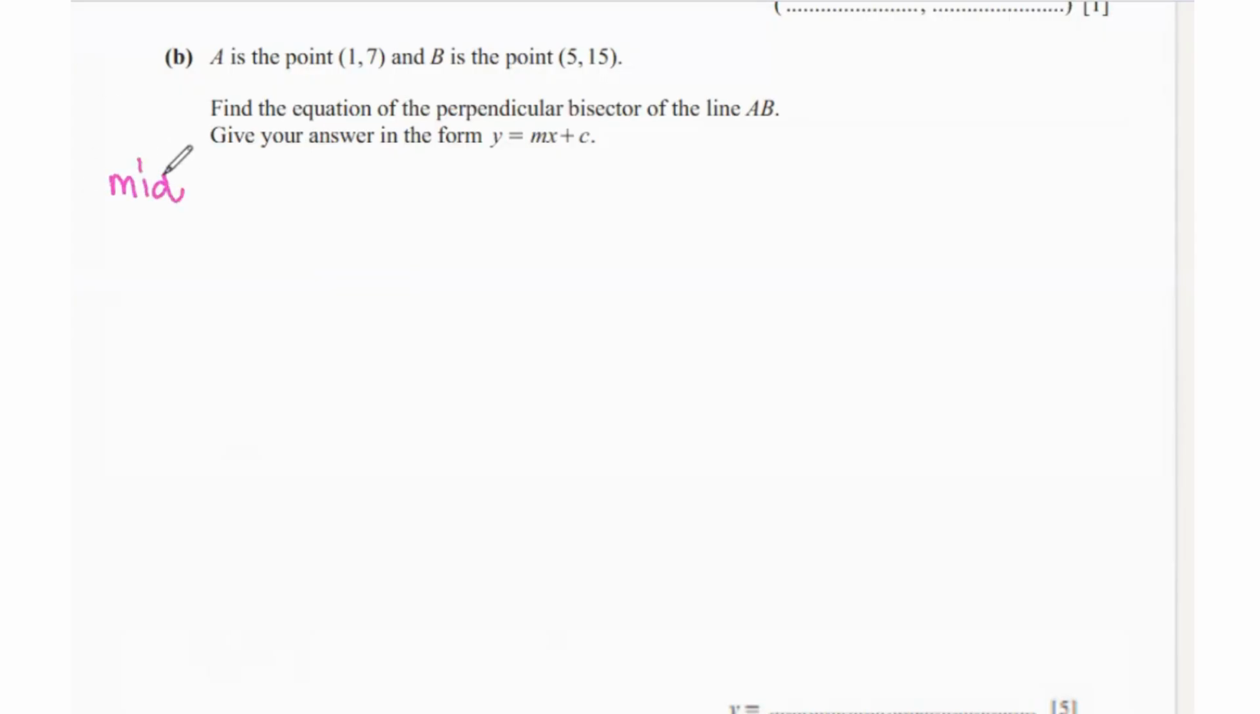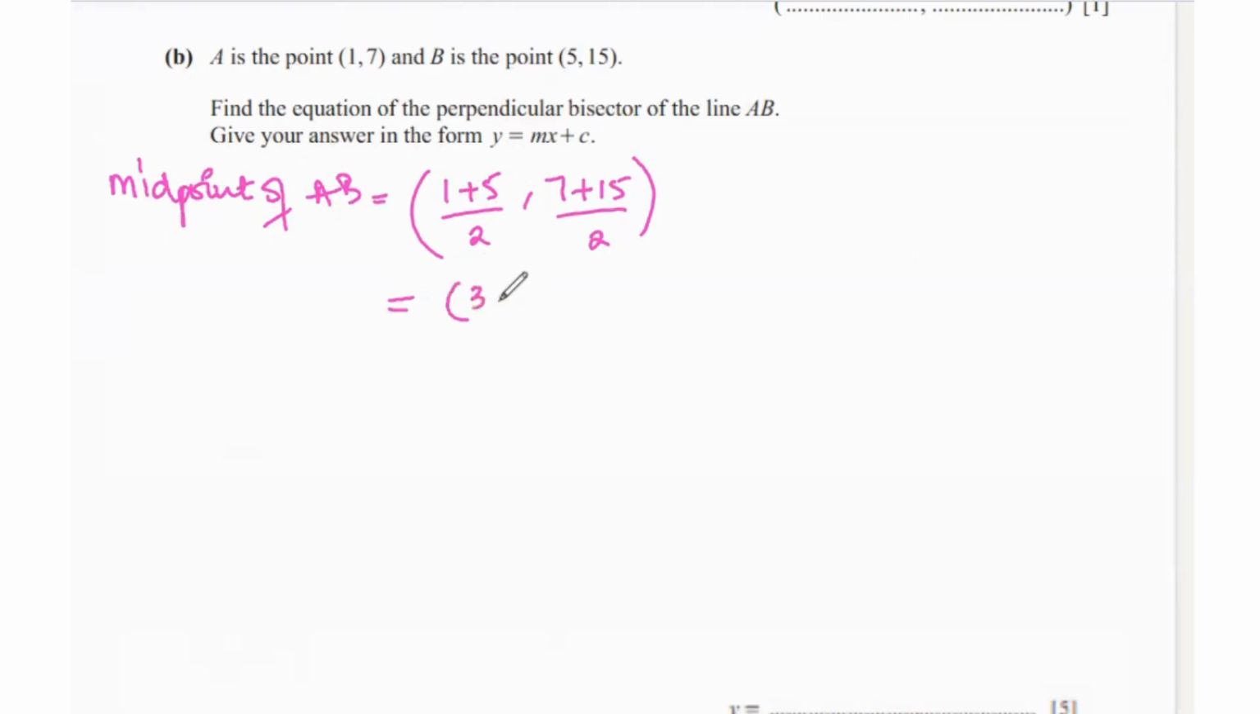Midpoint of AB is going to be (1 plus 5) over 2, comma (7 plus 15) over 2. You add the x values and take the average. You add the y values and take the average. So that's going to be 6 over 2, which is 3. 7 plus 15 is 22. 22 divided by 2 is 11. This is the midpoint. Now we find the gradient of AB.